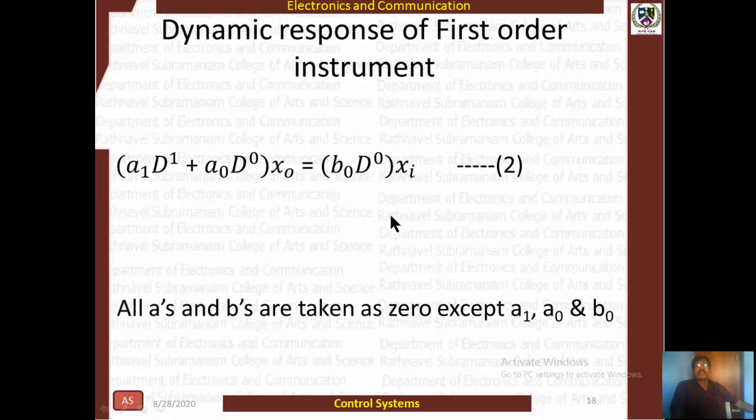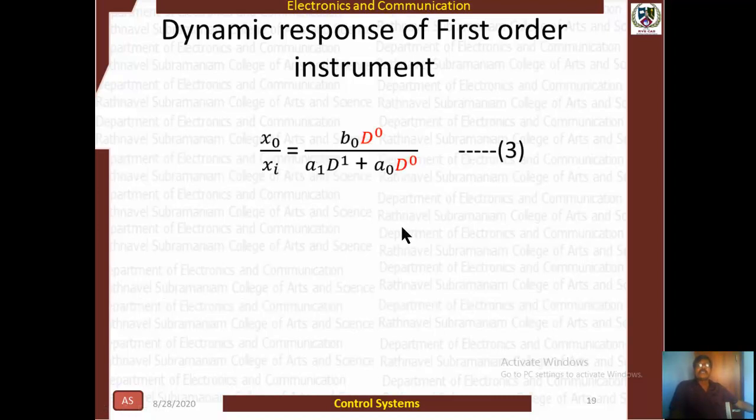Rearranging, x0 by xi is equal to b0 d^0 by a1 d^1 plus a0 d^0. D raised to the power 0, the value will be 1. Again simplifying that, we get x0 by xi is equal to b0 over a1 d plus a0.